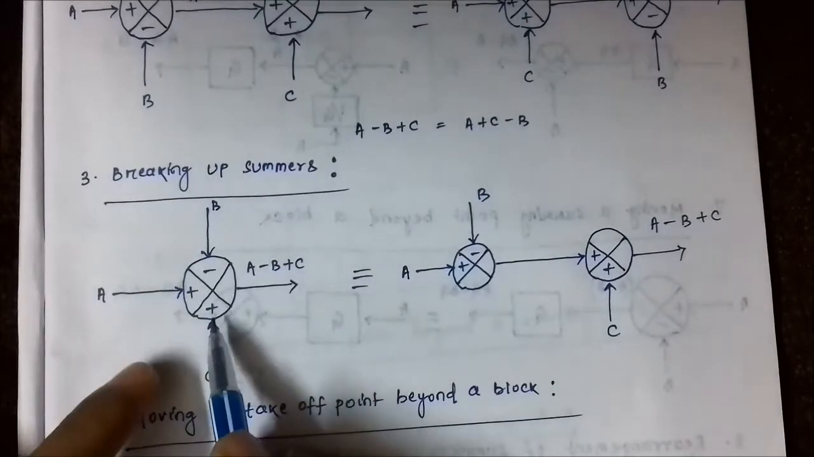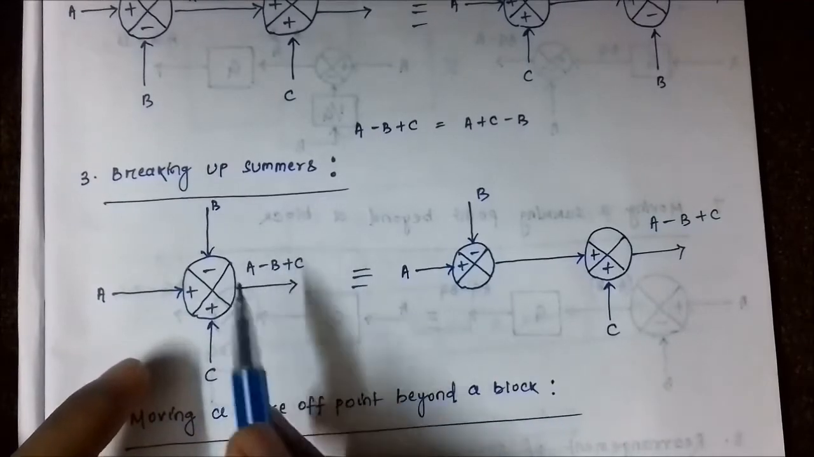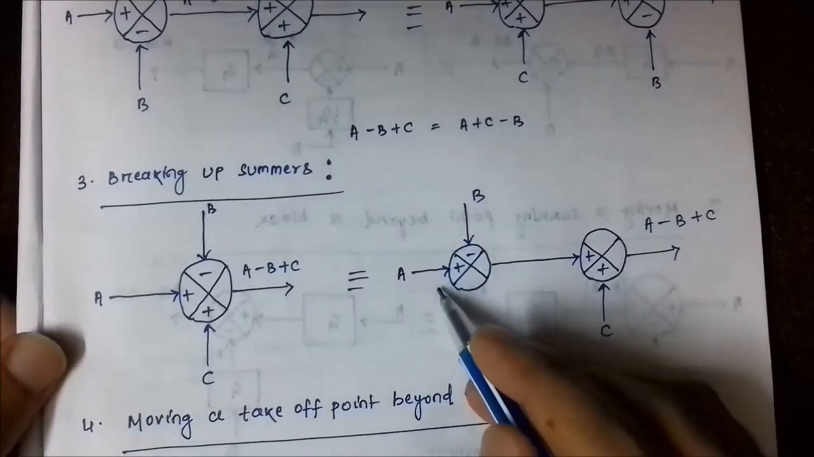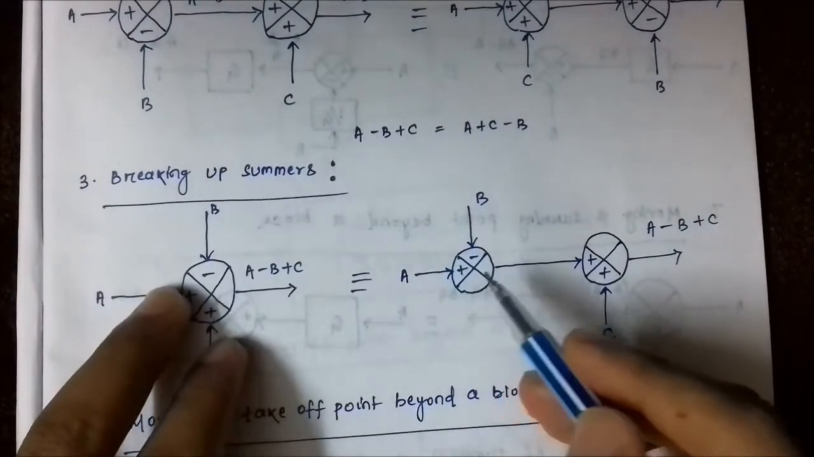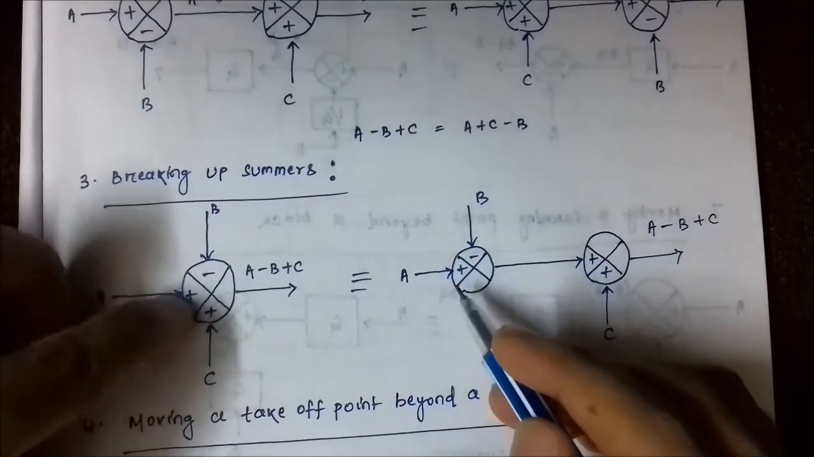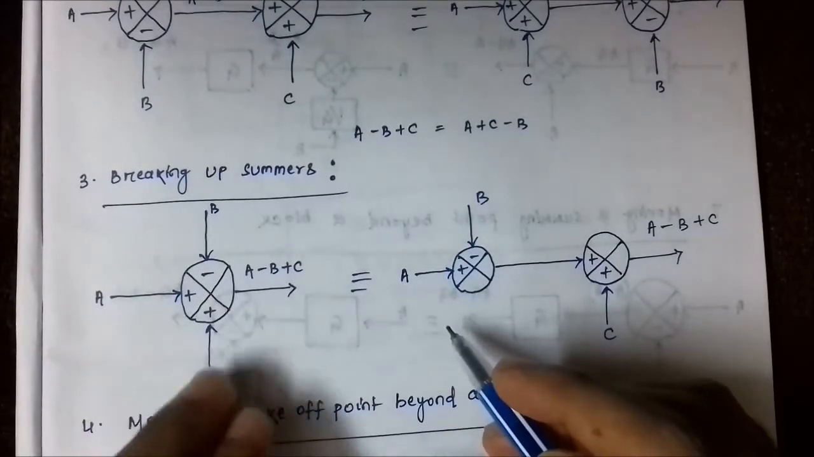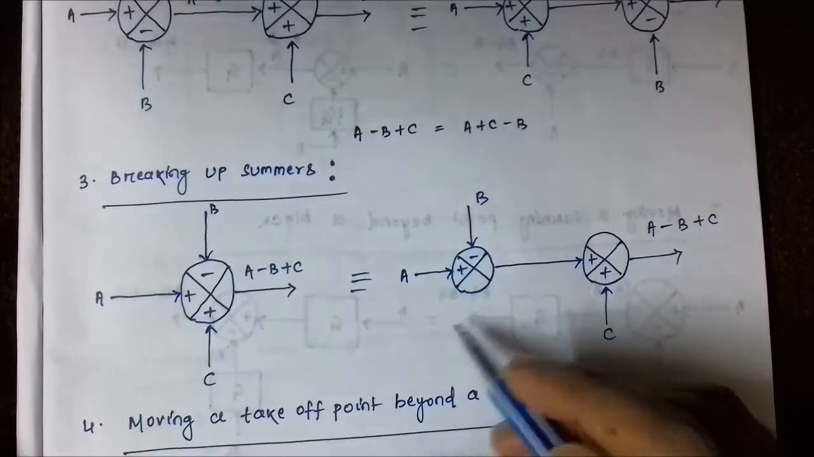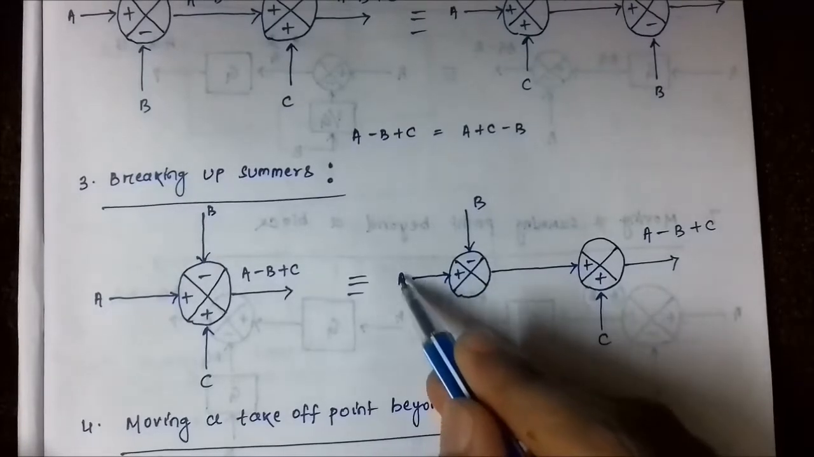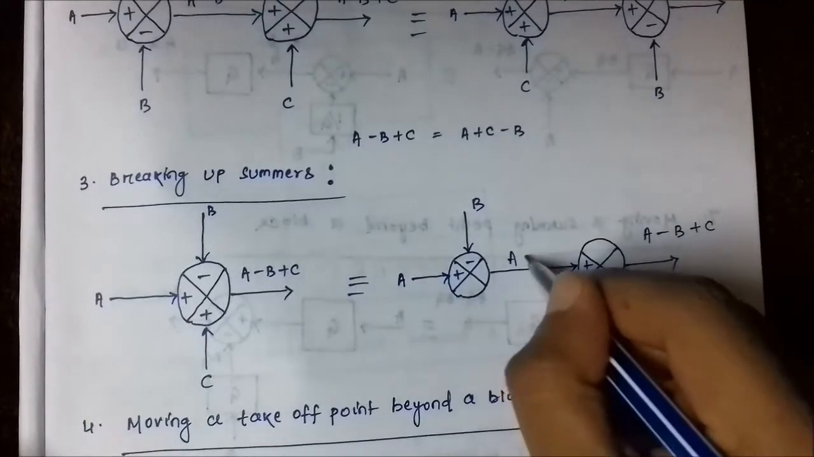So we have to break the summer in such a way that this output will stay the same. You cannot disturb the output. So what we have done here is that we have divided this summer, this positive, positive and negative summer, into a positive negative summer and a positive positive summer. We have created two summers from it. Okay, so first we have created the positive and negative summing point, that is a minus b. Okay, this is a minus b.